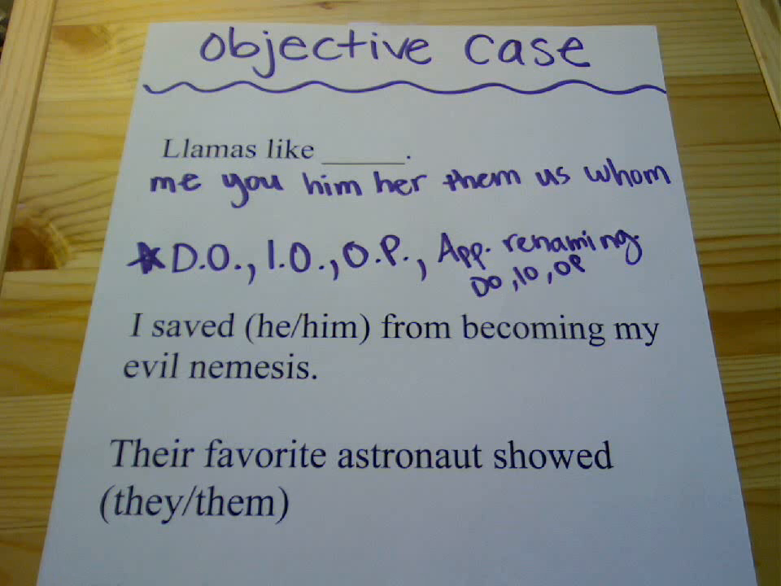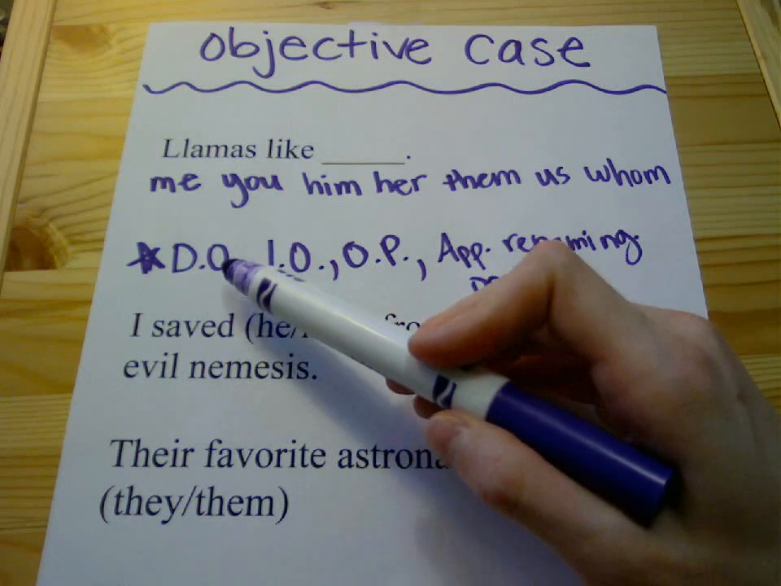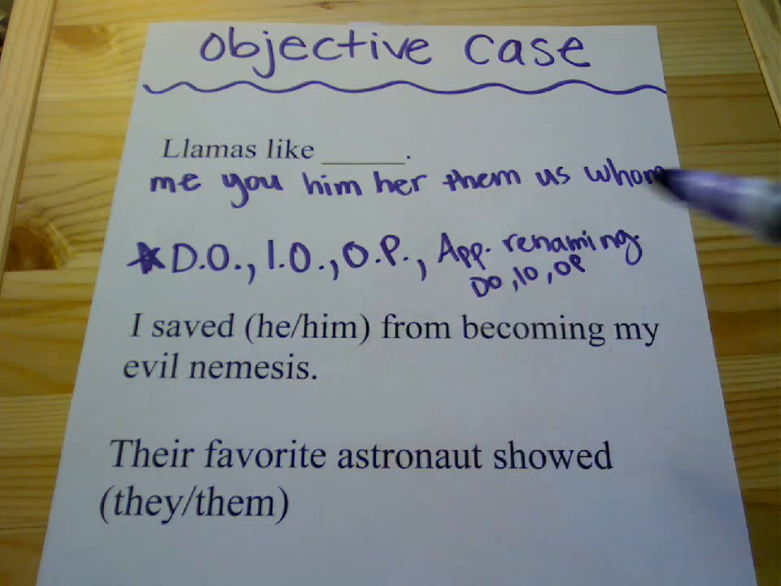D-O, I-O, O-P. All right, so that's all you need to know. Direct object, indirect object, object of the preposition. So by now we should be really good at our noun functions. So let's try this out. Okay, so our first sentence.